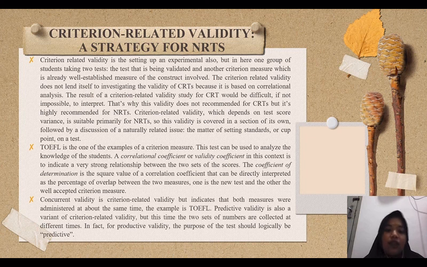Concurrent validity is criterion-related validity but indicates that both measures were administered at about the same time. The example is TOEFL. Predictive validity is also a variant of criterion-related validity, but this time the two sets of numbers are collected at different times. In fact, for predictive validity, the purpose of the test should logically be predictive.